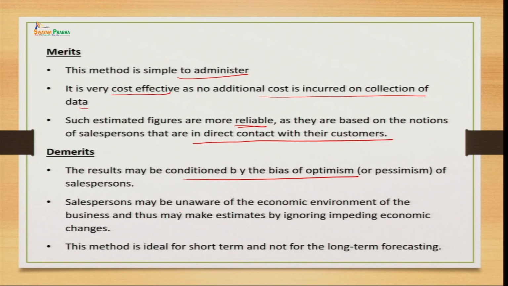Secondly, the salesperson may be unaware of the economic environment of the business, and thus may make estimates by ignoring impending economic changes, right. Though they are in the market, these people are not aware of the economic changes taking place in the economy. So, whatever opinion they are giving, whatever judgment they are providing, they might not be including those changes which are taking place in the economic environment. So, the results might not be very effective.